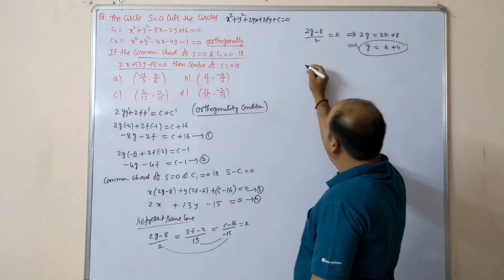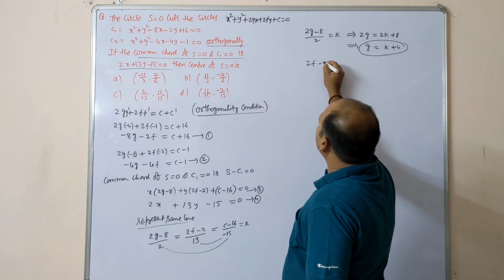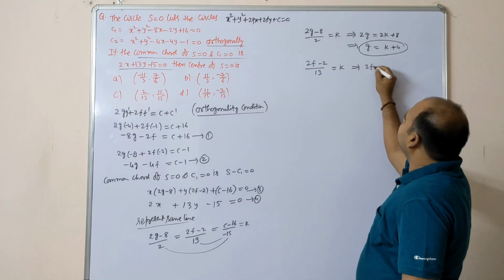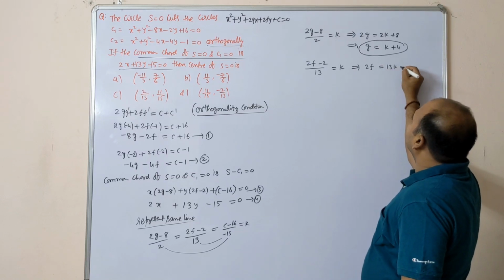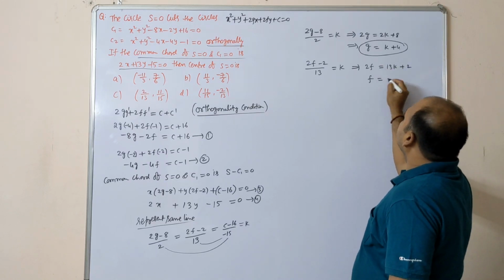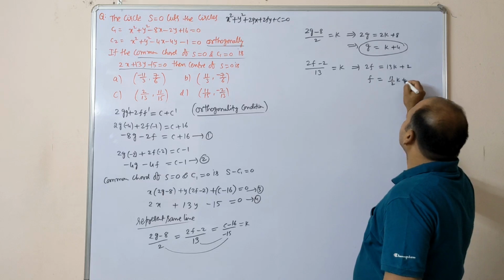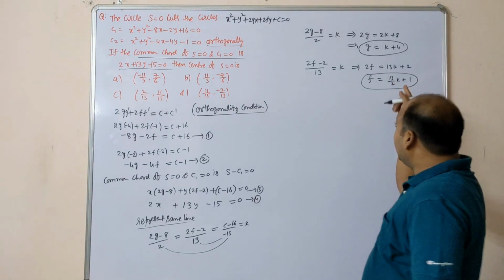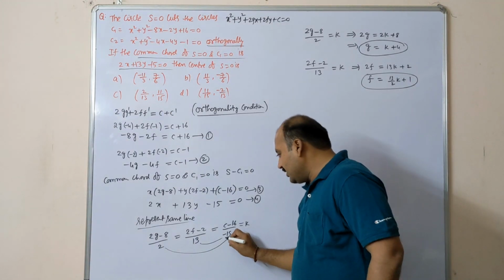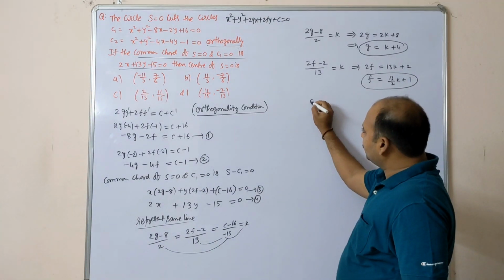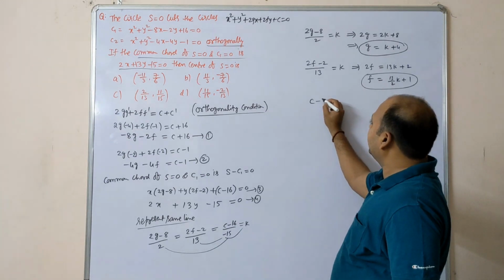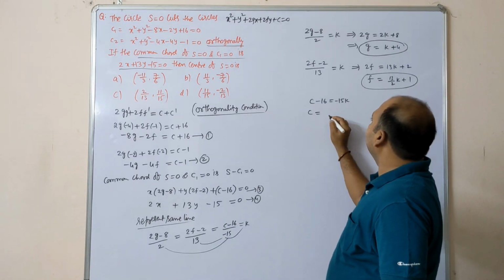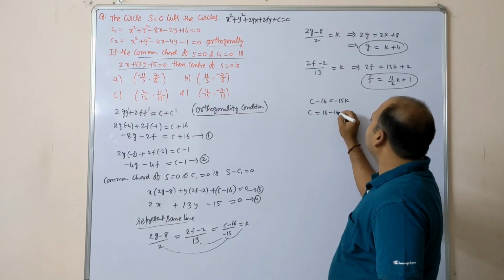Next, (2f minus 2) by 13 is equal to k. So 2f is equal to 13k plus 2, so f equals 13 by 2 k plus 1. Only the g and f values they are asking, so we need to calculate the k value. Equating these two, c minus 16 is equal to minus 15k. So c is equal to 16 minus 15k.